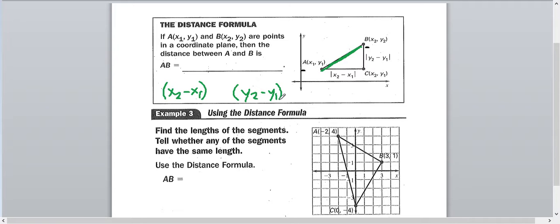Okay. And then once we find those differences, what we're going to do is we're going to square the difference, add it together, and then take the square root.